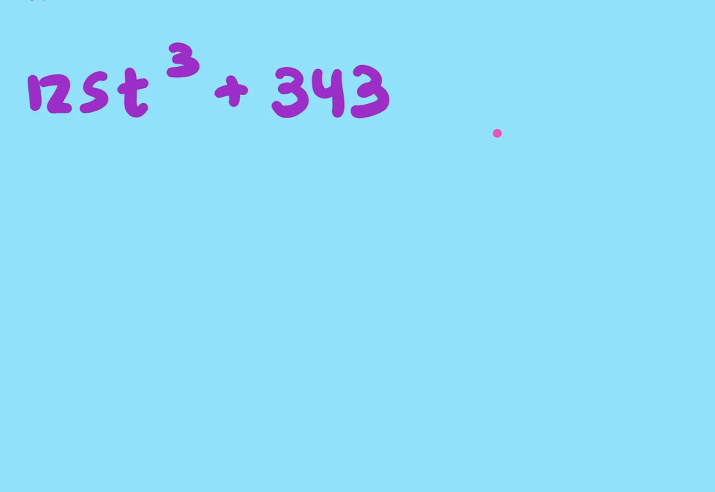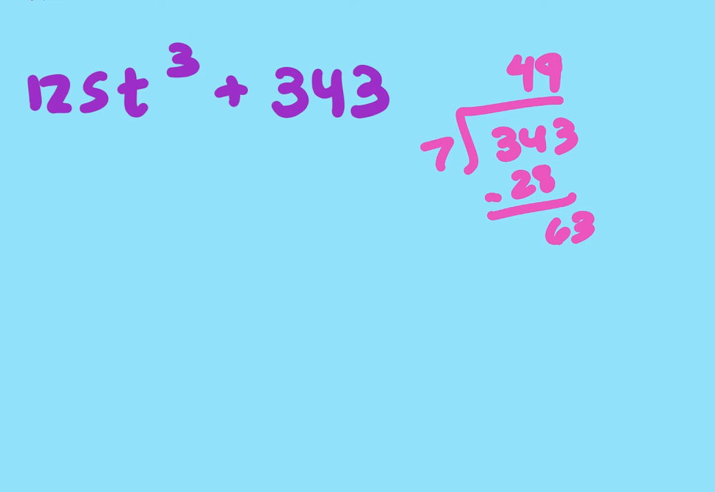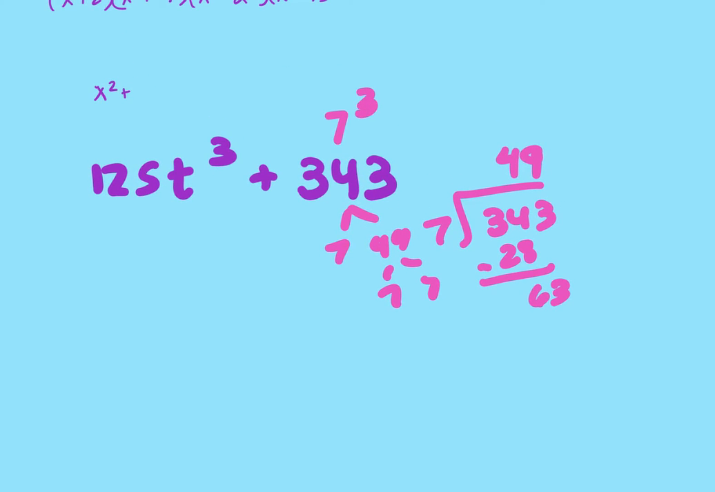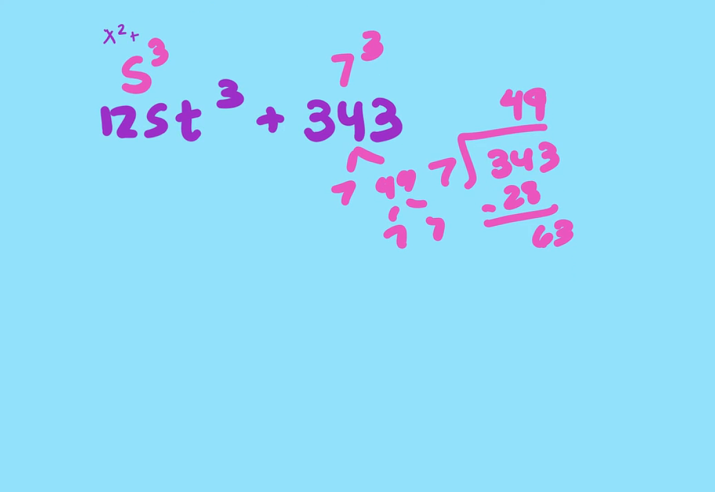Right, 7 goes into it. 343, 7, 4. 63, 9. Yeah. So this, again, I wouldn't expect you to know that off the top of your head, but 343 is 7 cubed, okay? And then 125 is 5 cubed. So this is the sum of perfect cubes.